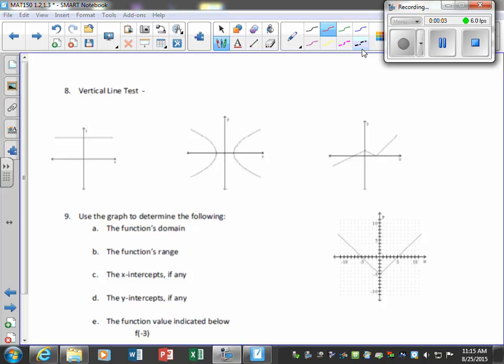Vertical line test. When we're given graphs of functions, let's distinguish the graphs. These are our given graphs. Let's move these.